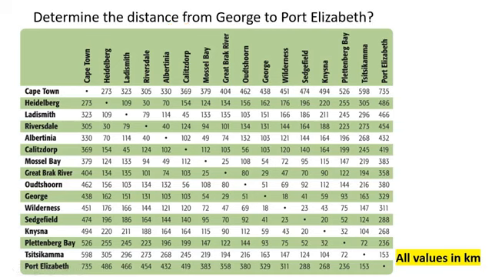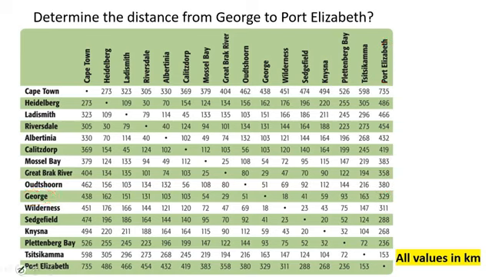Determine the distance from George to Port Elizabeth. So we can go from George, and then we can go Port Elizabeth, which is over here. And so you could just go down and across, and wherever they intersect, that's the answer. So this one would be 329 kilometers. You could have also gone in a different way.